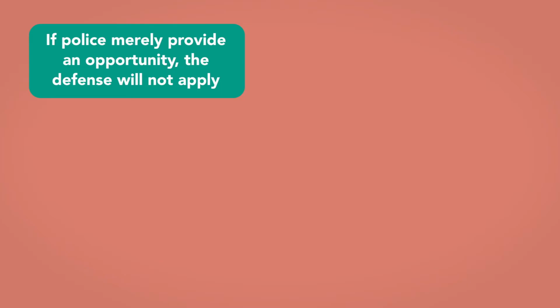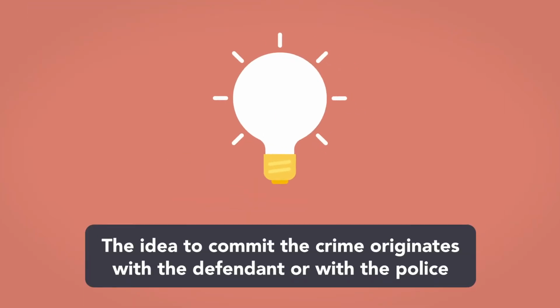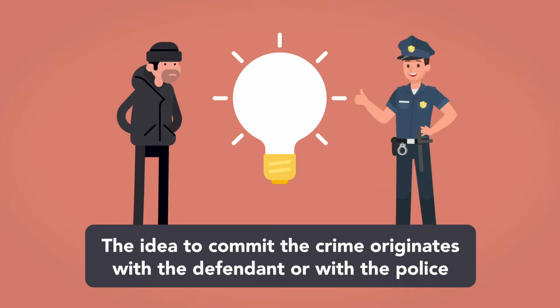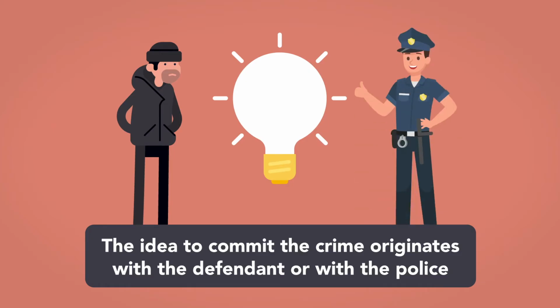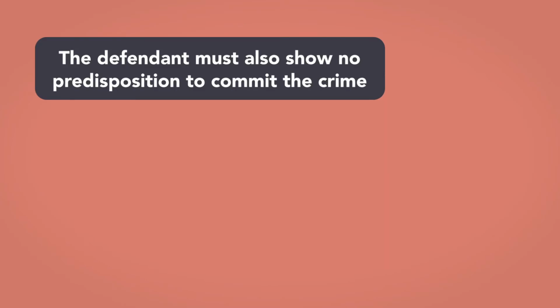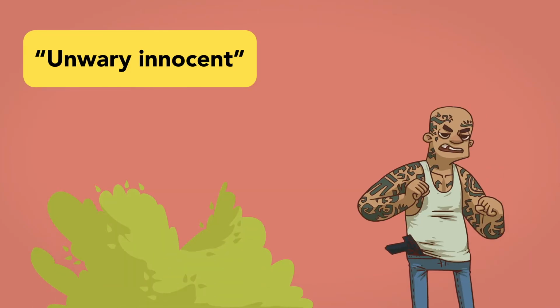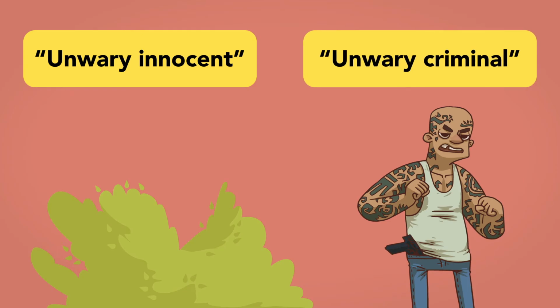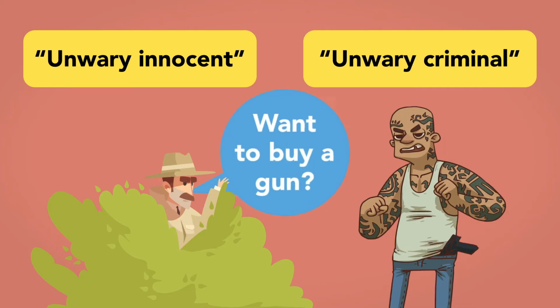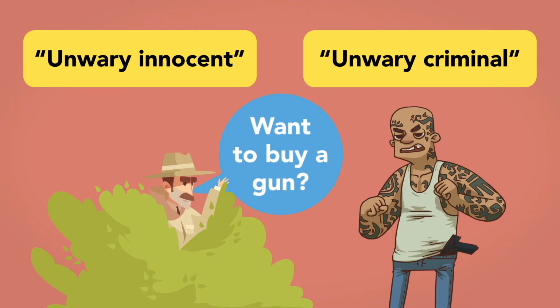A key inquiry is whether the idea to commit the crime originates with the defendant or with the police. To succeed with a defense of entrapment, the defendant must also show no predisposition to commit the crime. This inquiry turns on whether the defendant was an unwary innocent who had no predisposition, or whether the defendant was an unwary criminal who readily availed himself of the opportunity police provided.